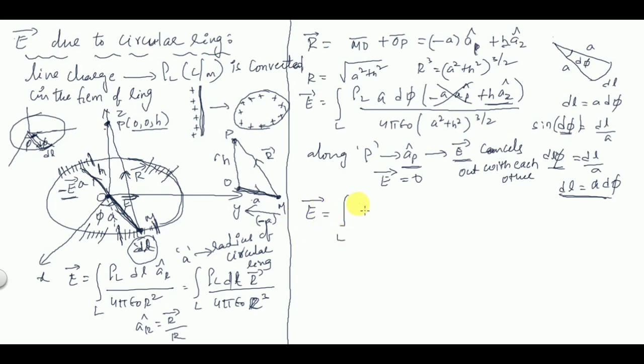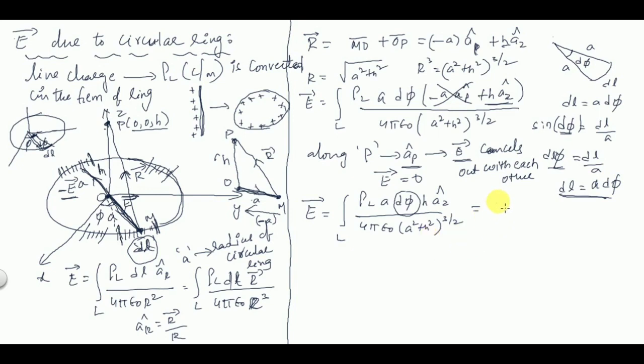So integral L, rho L into A d phi into H a Z cap divided by 4 pi epsilon naught into A square plus H square whole to the power of 3 by 2. So integration is with respect to A d phi only. All the remaining terms are constants, you can take outside. And phi varies from 0 to 2 pi. Let me write again.